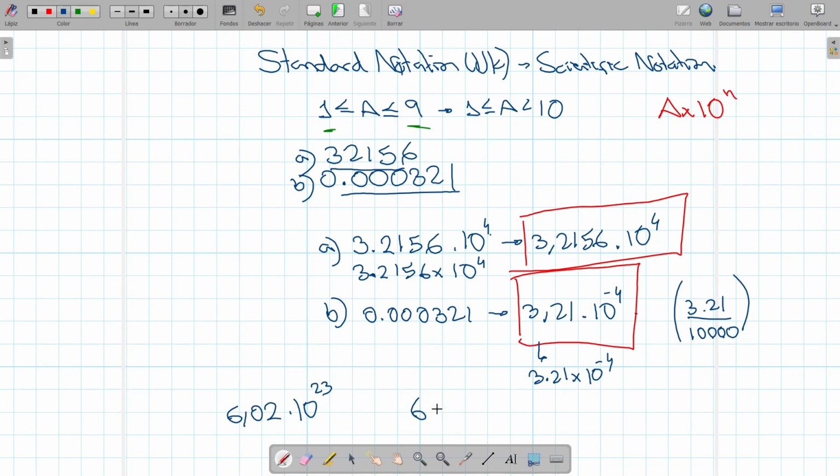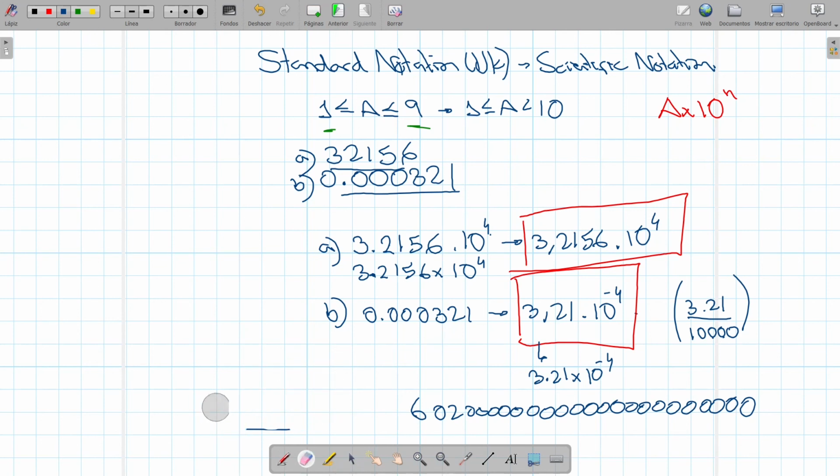So that's 1, 2, 3, 4, 5, 6, 7, 8, 9, 10, 11, 12, 13, 14, 15, 16, 17, 18, 19, 20, 21. Okay, so if instead of having to write all this, it's much easier to write this. Okay, so that's why, and the same happens in very, very small numbers. So that's why we use the scientific notation or standard notation.